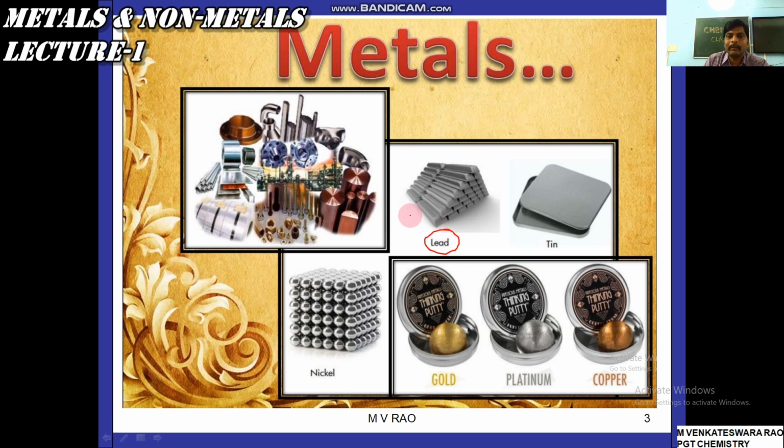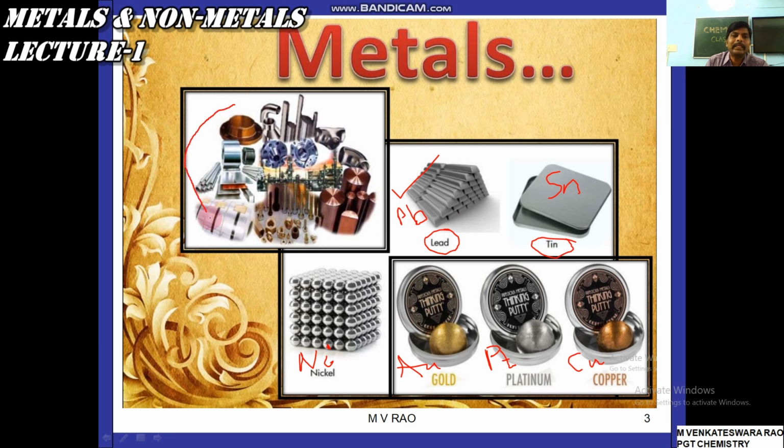Lead. Lead is one metal. Next, tin. Actually, what is the symbol of lead? Pb. Lead symbol is Pb. Tin symbol is Sn. And nickel, one more metal is nickel. Symbol is Ni. You know gold, Au. Platinum, Pt. And copper, symbol is Cu. So these are some examples for metals: lead, tin, nickel, gold, platinum, and copper.